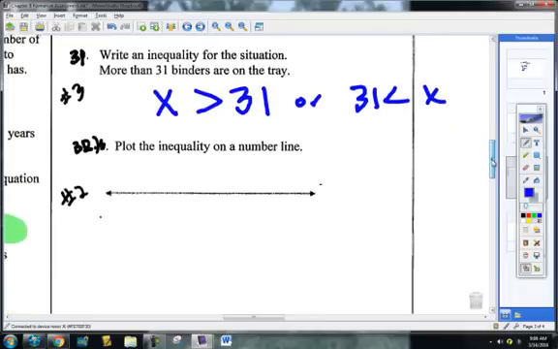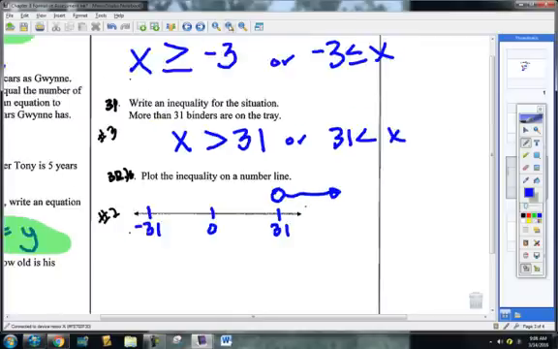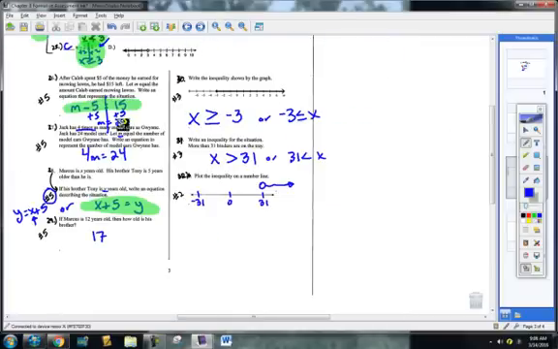Okay? Plot the inequality on the number line. Okay? So I always told you to do the number and its opposite. I know it's going to be an open dot on 31, and my shading is going to go to the right. Okay? Everybody good on that? That's going to be 4, 5, 6, 7, 8, 9, 10, 11. Right?